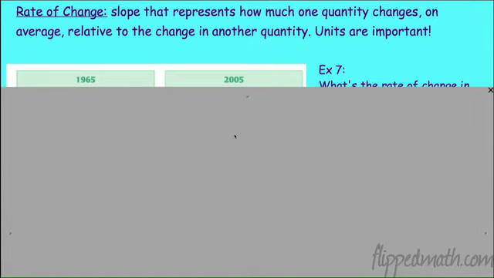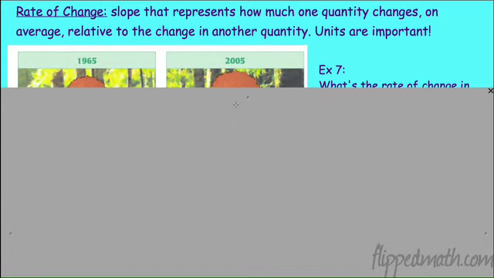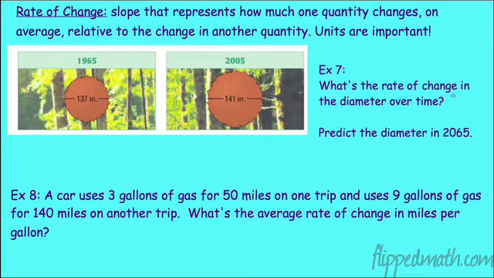All right, so let's look at the problem here. What's the rate of change in the diameter over time of this tree? So in 1965 it was 137, in 2005 it's 141.